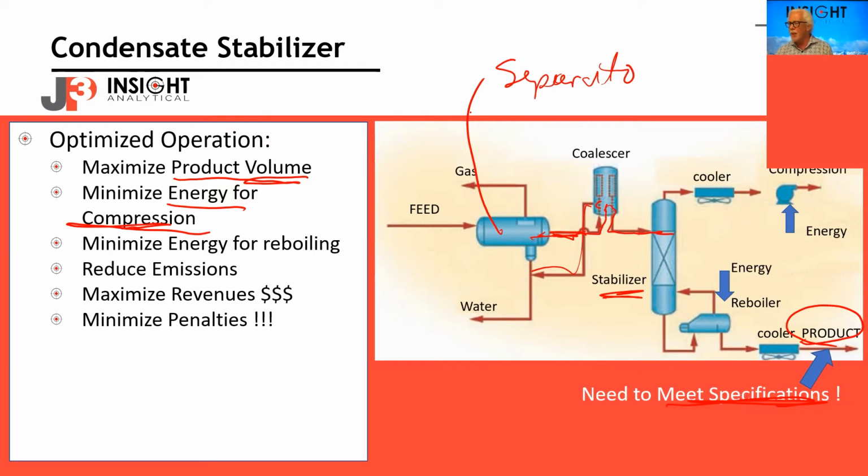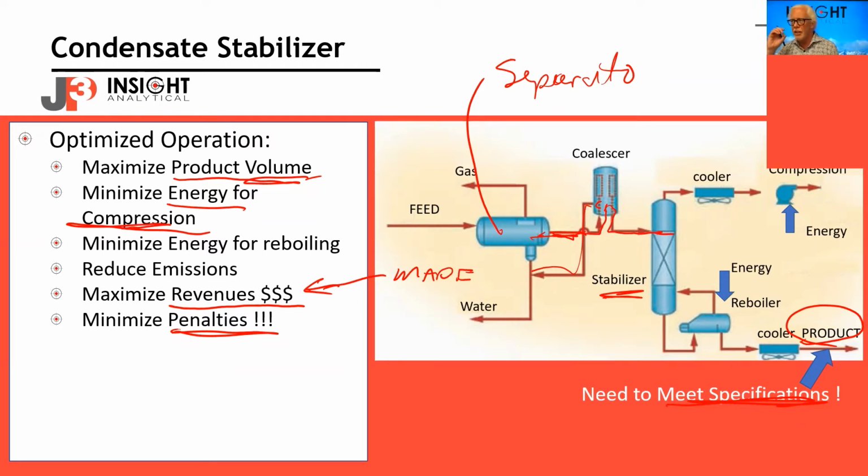Most often when we optimize a stabilizer as well, it means that we're going to put less heat into it. We're not going to overboil it. And so that can minimize our energy for reboiling, which again reduces emissions. But the most important part of it is we can maximize revenues. This is really where the big money is to be made. And if we don't do it properly and we produce off-spec product, there are penalties at the pipeline side, and that's where the big money is to be lost.